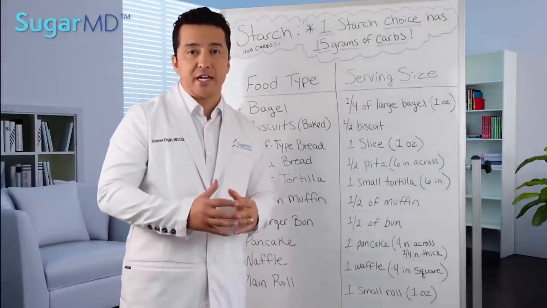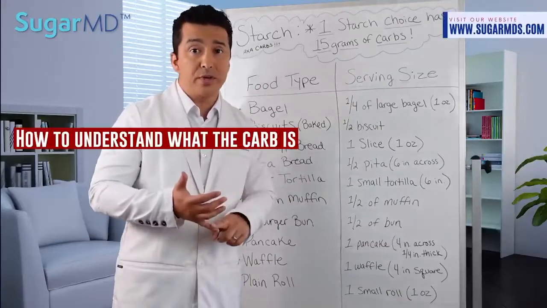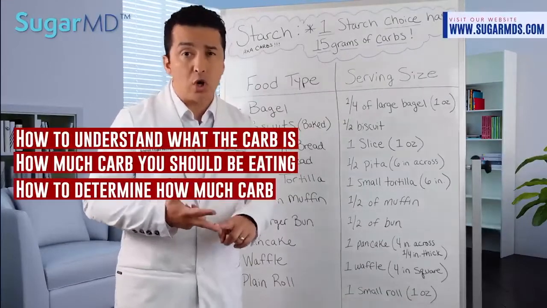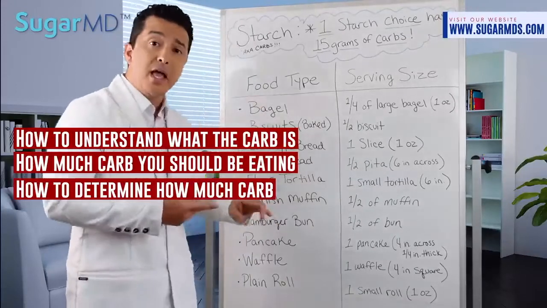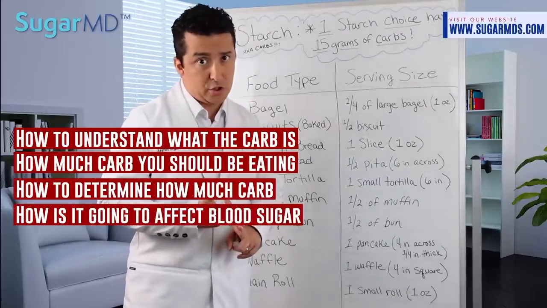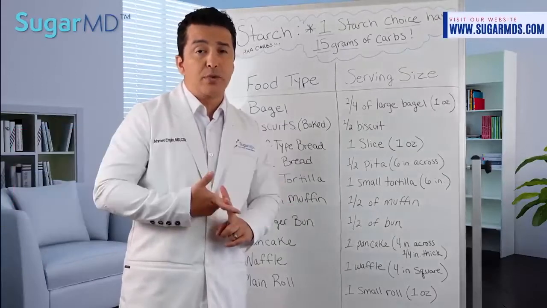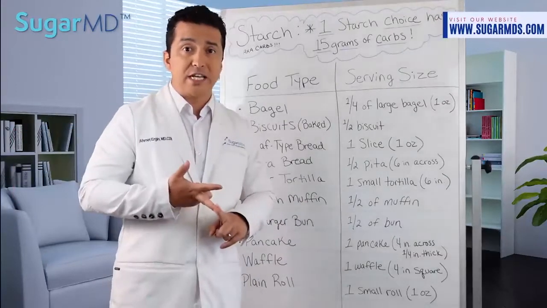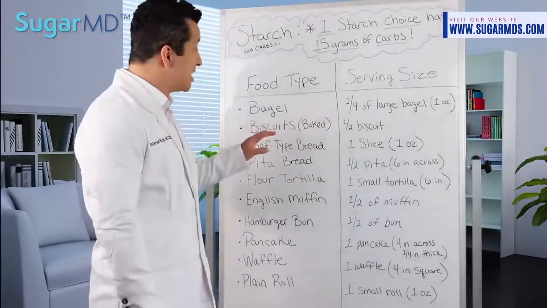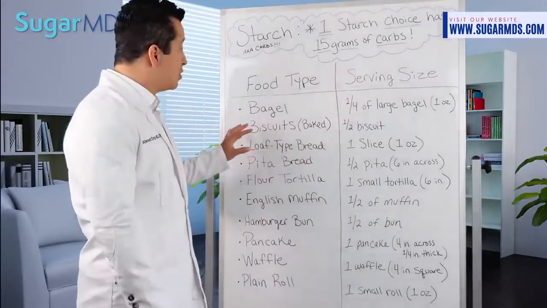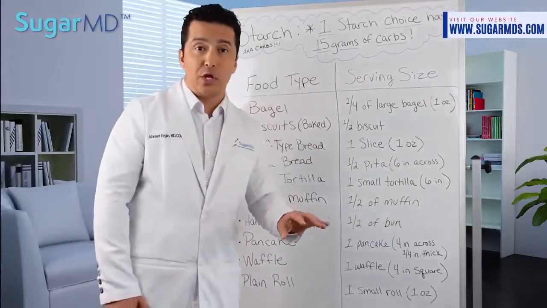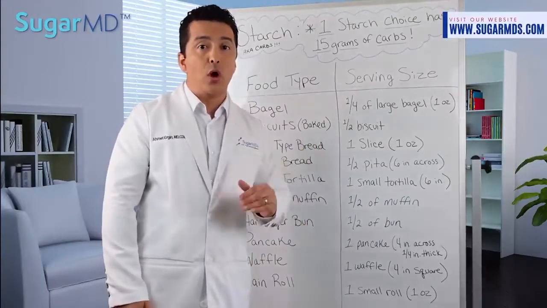Today we are going to go over everything in your diet. How to understand what a carb is, how much carb you should be eating, how to determine how much carb you're eating per item, and how that is going to affect your blood sugar. That is very important, because most of the time, people either don't know what a carb is, or if they know, they don't know how much carb is in a serving, and they also miscalculate a lot. But I'm going to make it easy for you.